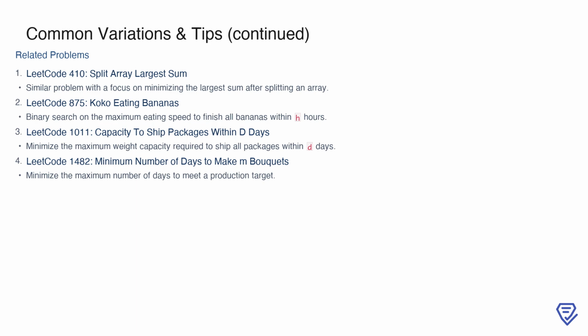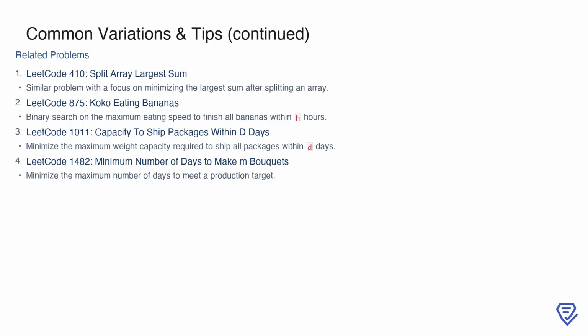This problem shares similarities with other well-known problems that also involve binary search on the result. For example, in LeetCode 410, split array largest sum, the goal is to minimize the largest sum after splitting an array. In LeetCode 875, Koko eating bananas, binary search is used to find the minimum eating speed to finish all bananas within a given number of hours.